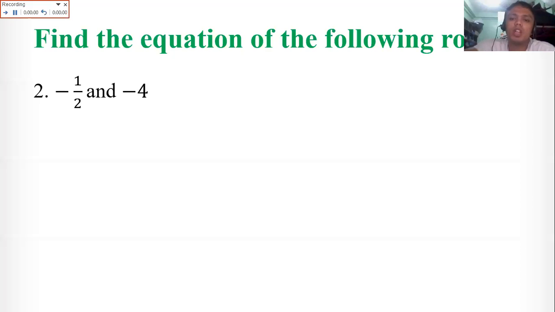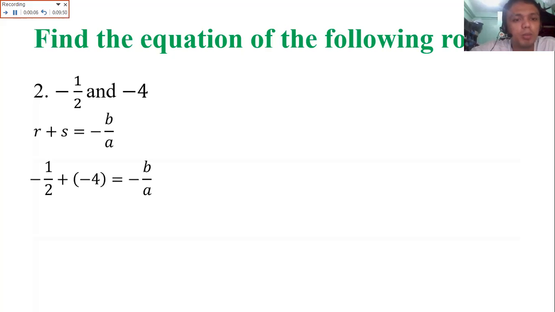Okay, next, find the equation of the roots. So, given the following roots, negative 1/2 and negative 4. Ganun pa rin, gamitin ko yung sum and product. Negative 1/2 plus negative 4 for the sum, that is equal to negative 9/2. So, di ko na babalikan yung tungkol sa addition of fractions. Ibigyan ko lang kayo ng hint para nakuha negative 9/2. Kailangan ng LCD. Negative 9/2 equals negative b over a. Para sila negative, multiply both sides by negative 1.